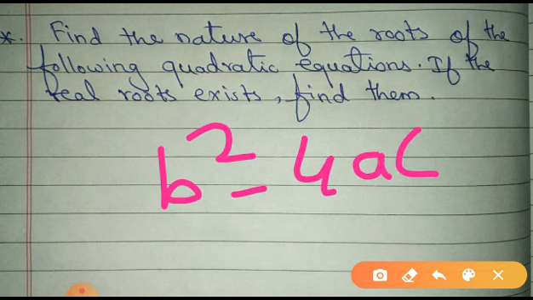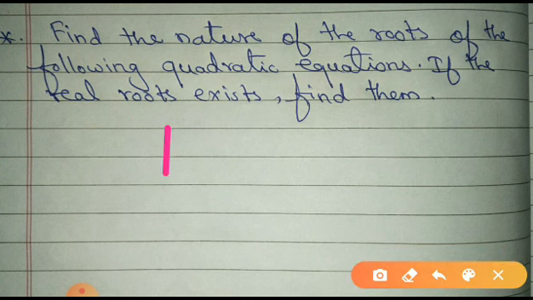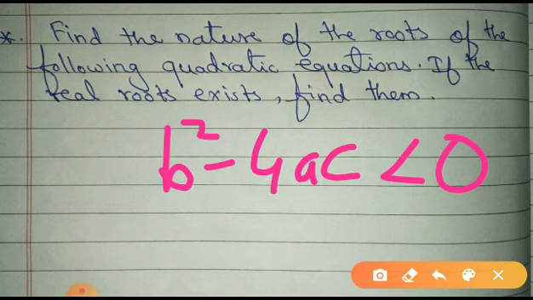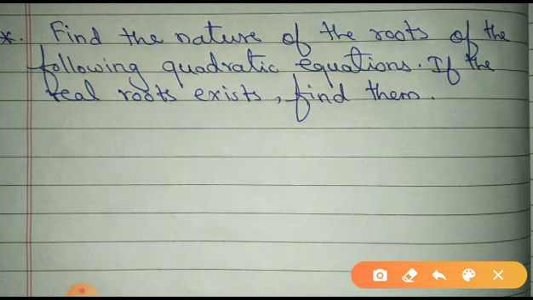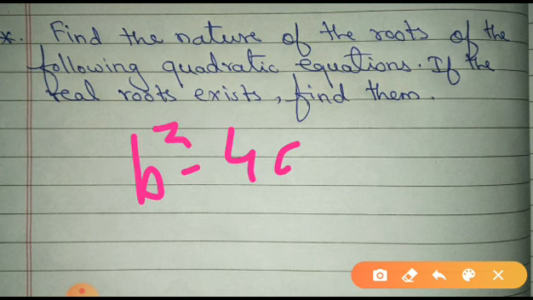There are three conditions. If it is greater than 0, you will have two distinct real roots. If b square minus 4ac is less than 0, that means it has no real roots. And if b square minus 4ac is equal to 0, you will have equal real roots. So now we'll be seeing the questions about this.